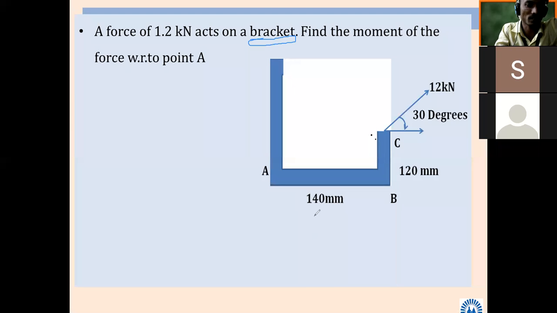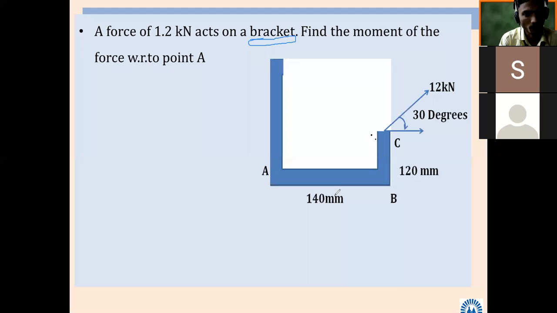Whatever distances are given, 140 millimeter and 120 millimeter, this horizontal and this vertical, you have to remember. These distances you have to consider, but the thickness you have to neglect.